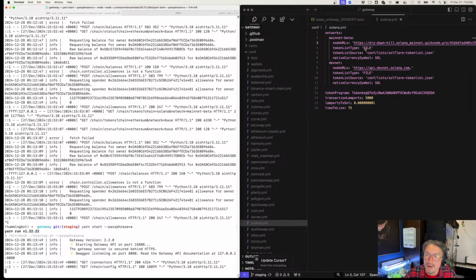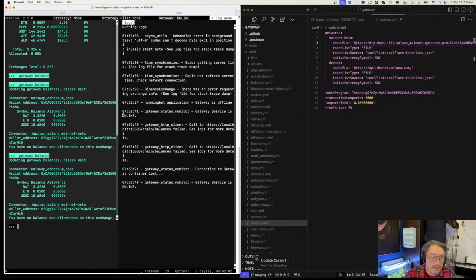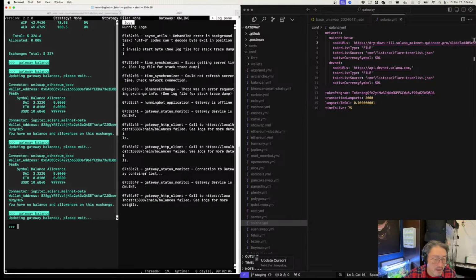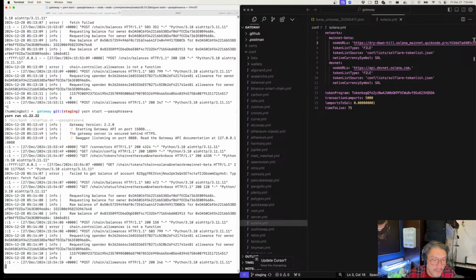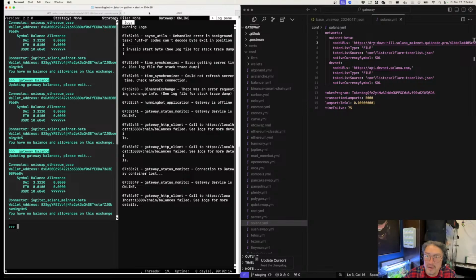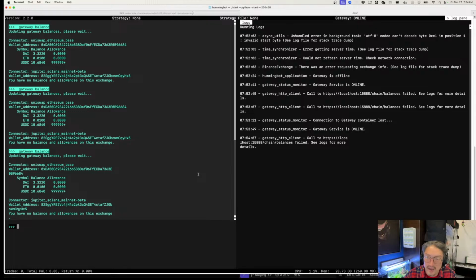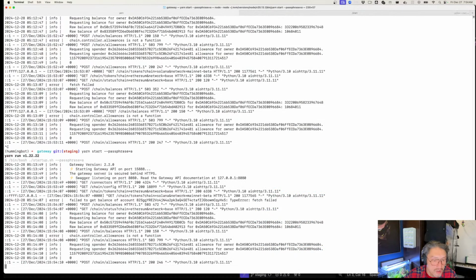Okay, so now I'm only using my node, the QuickNode one, and started Gateway again. So now let's see if we can actually fetch the balance from Jupiter. Still something going on here. So I wonder, this actually could be a node issue, because right now I'm not connecting to Jupiter for some reason.